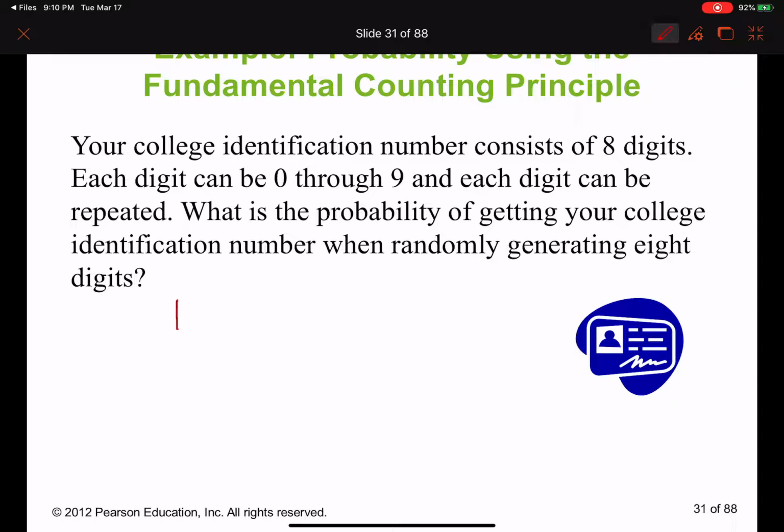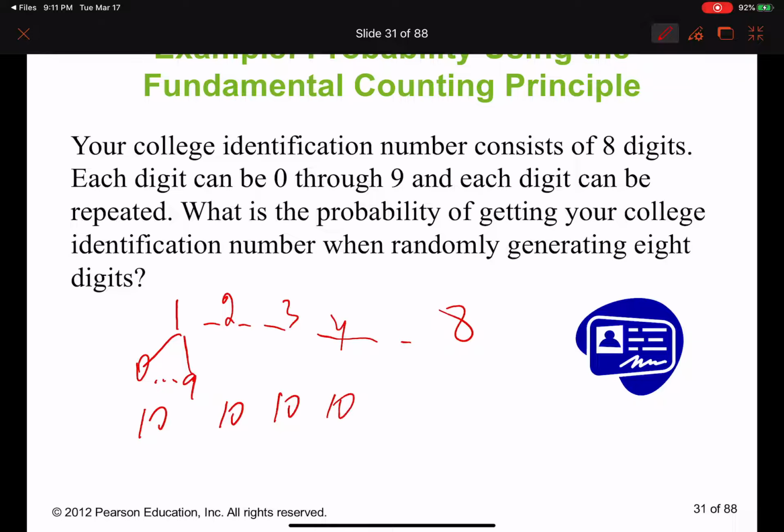From 1 to 8 digits. Each number can be between 0 and 9, which means 10, right? So number 2 also can be one of 10 versions, right? 10 digits. Number 3, one of the 10 digits again. Number 4, one of the 10 digits. And so forth. So 10 multiplied by itself, how many times? 8 times, correct. Or it's going to be equal to 10 to the power 8. Yes?